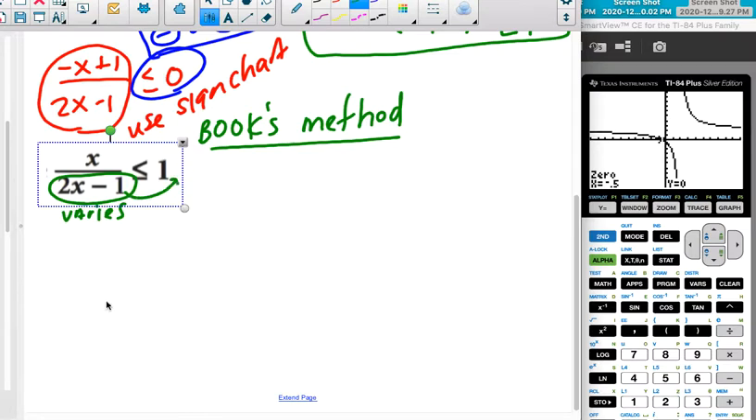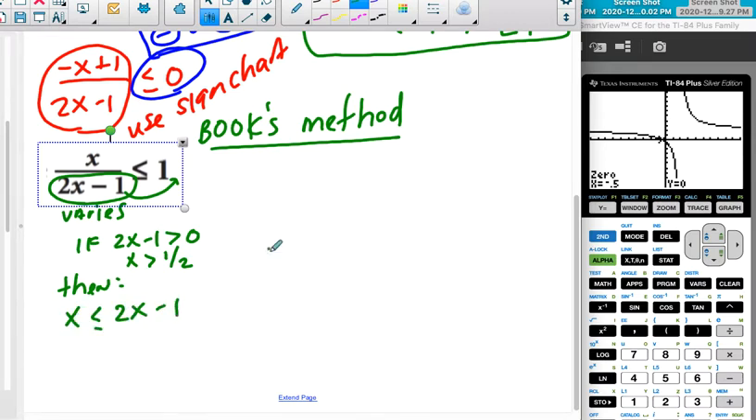The problem is that, remember, when you multiply by a negative, you have to flip the inequality sign. So if 2x minus 1 is positive, meaning if x is greater than 1/2, then when I multiply it over, I get x is less than or equal to 2x minus 1, which is fine. But if that 2x minus 1 were negative, right, meaning if x is less than 1/2, then when I multiply that quantity over, it's going to flip the inequality sign.